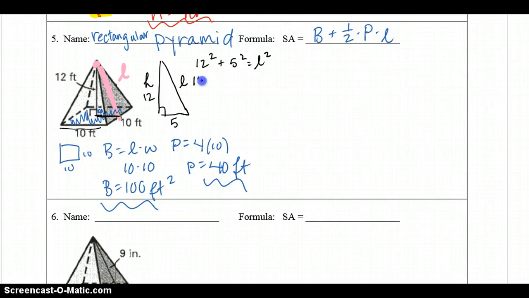12 squared is 144, plus 5 squared is 25. If I add those together, I get 169, which is equal to L squared. How do we undo a square? With a square root. So if I take the square root of both sides, I get that L is equal to 13 feet.